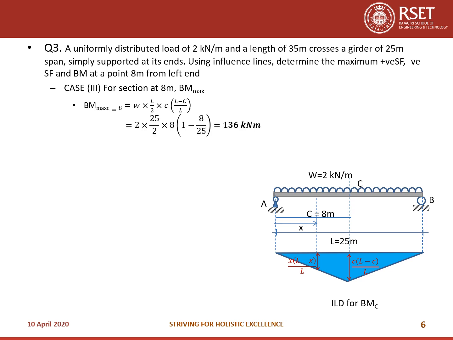So the bending moment at the section C will be half base into altitude again. Here the base is the length itself, and altitude is C into L minus C by L, and C is 8 here. So 1/2 into 25 into 8 into 1 minus 8 by 25, which you will get as 136 kilonewton meters.